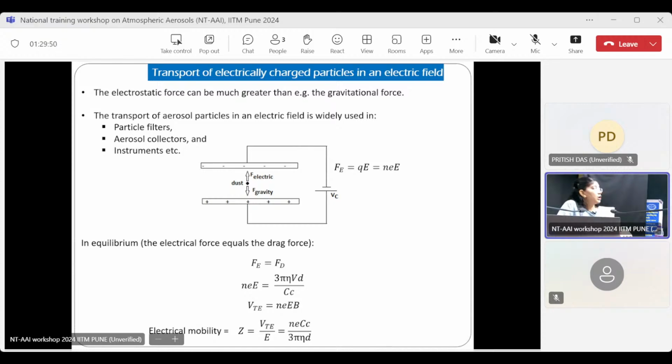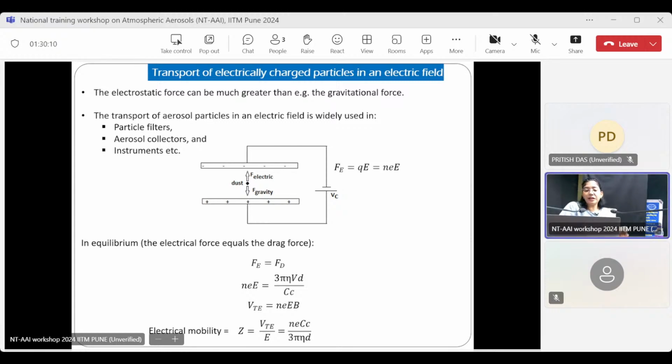the parallel plates? Suppose your particle has a positive charge. What will happen? It will go towards the negative plate, because there are two plates, one with negative polarity and the other with positive polarity. So the electric field will be towards the upside, and the gravity will pull it down.